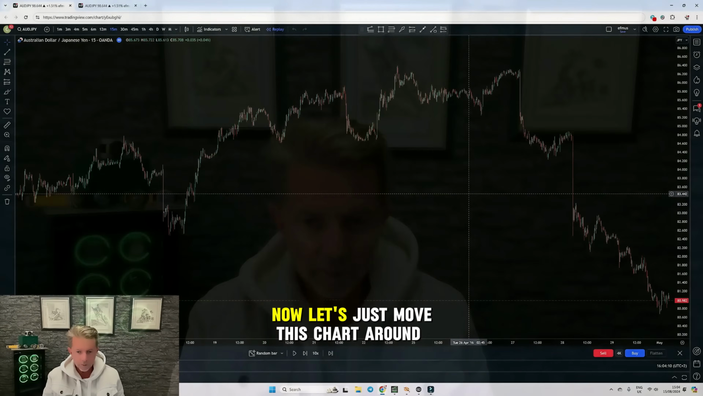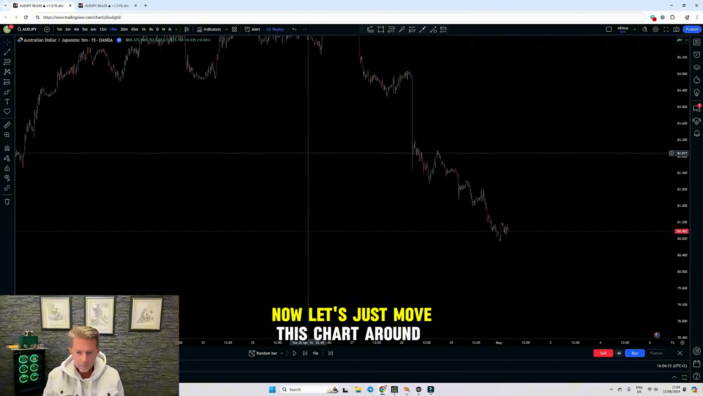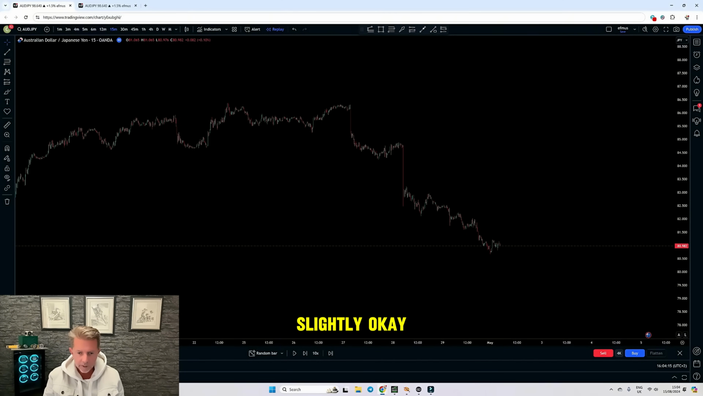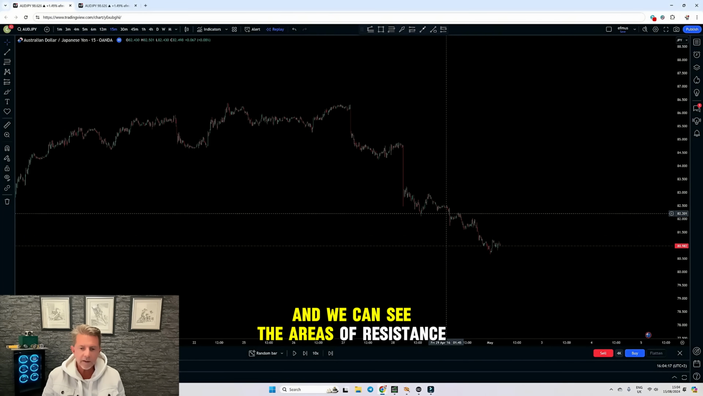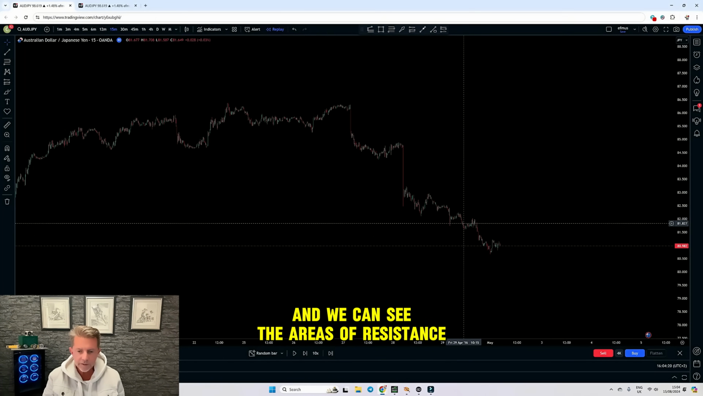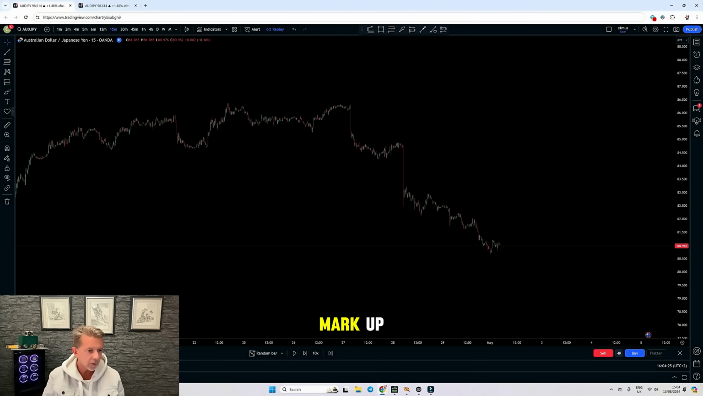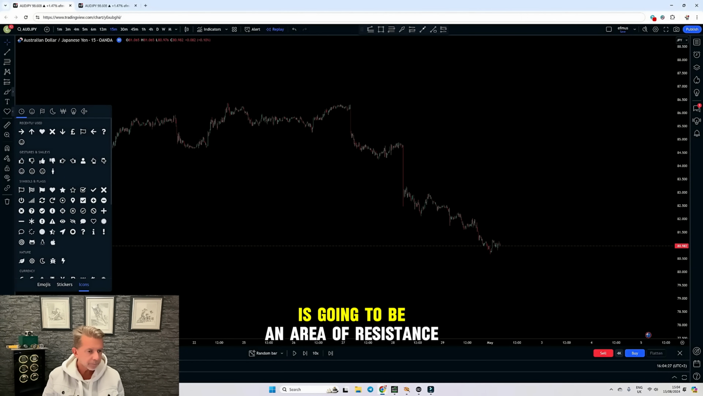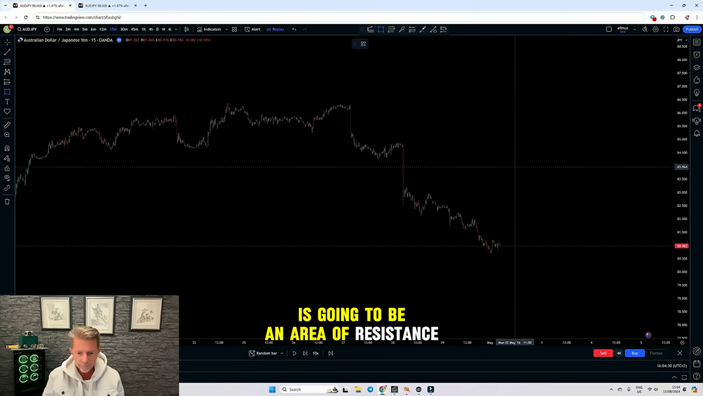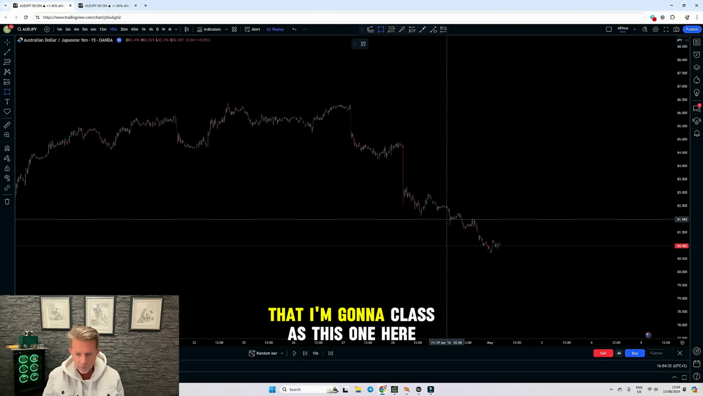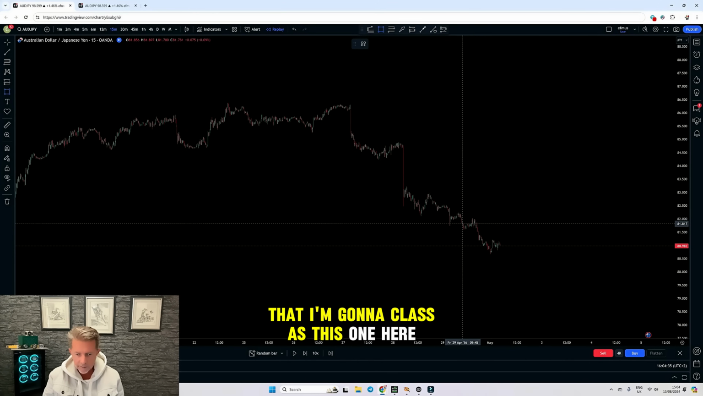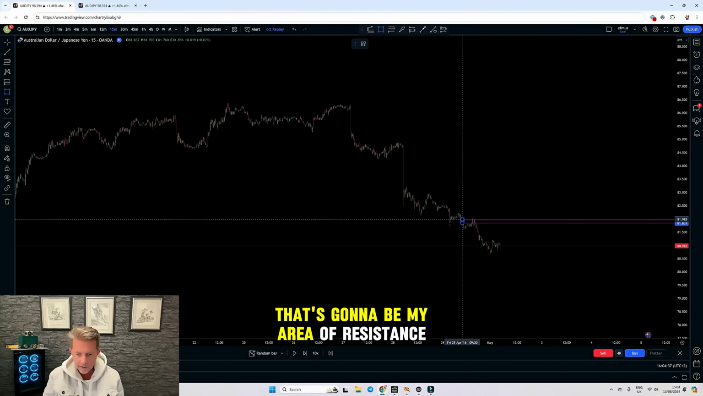Now let's just move this chart around slightly, okay, and we can see the areas of resistance quite clearly. And the first one that I'm going to mark up, in fact the only one that I'm going to mark up, is going to be an area of resistance above the market that I'm going to class as this one here. So that's going to be my area of resistance.